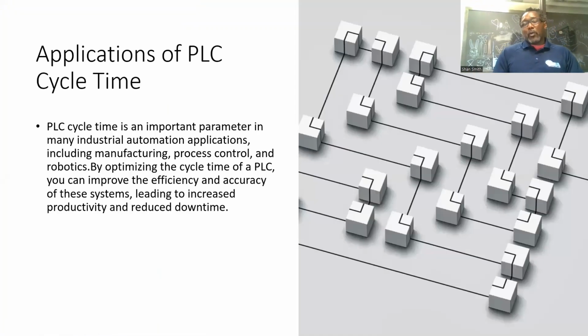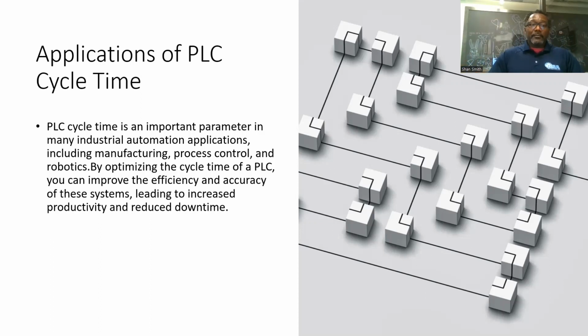Applications, of course. If you have a robot cell, you're going to have a PLC, maybe some type of tool on the robot, and safety. All of these are applications of cycle time. All of these will take CPU memory, and all of these elements will affect cycle time. PLC cycle time is an important parameter in many industrial automation applications, including process control and robotics. By optimizing the cycle time of a PLC, you can improve the efficiency and accuracy of the system, leading to increased productivity and reduced downtime.